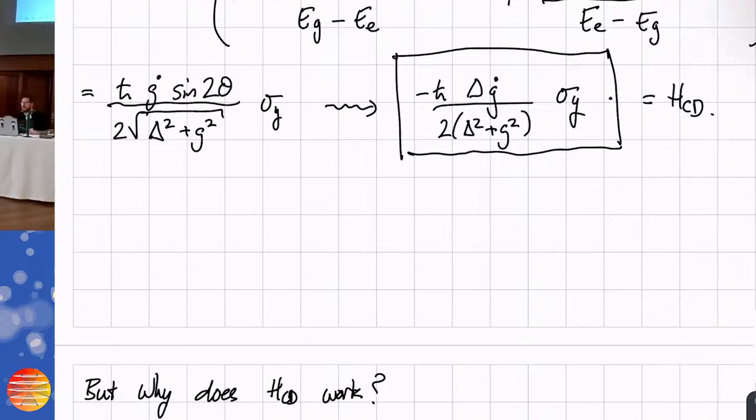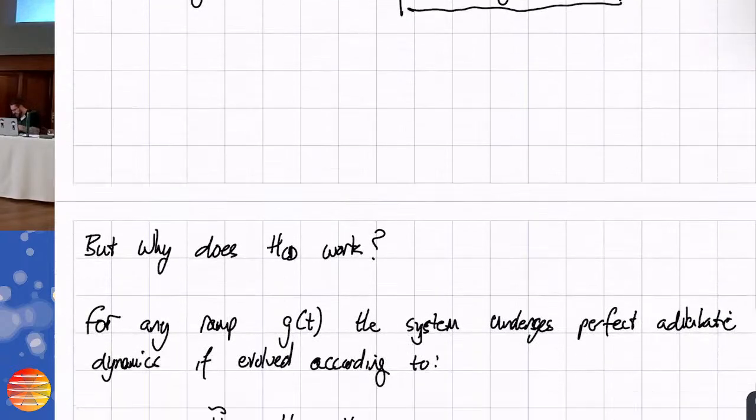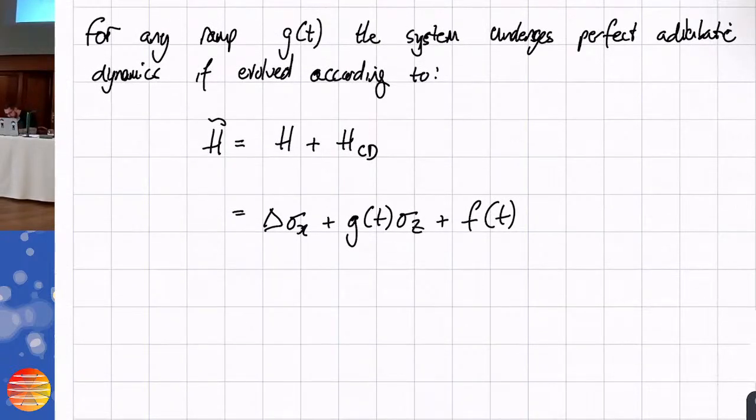If I'm doing a linear ramp, a sinusoidal ramp, whatever. You can throw any functional form for the ramp at it, and this counter-diabatic term will work. It'll give you perfect adiabatic dynamics. So, but it's just some function times sigma y.